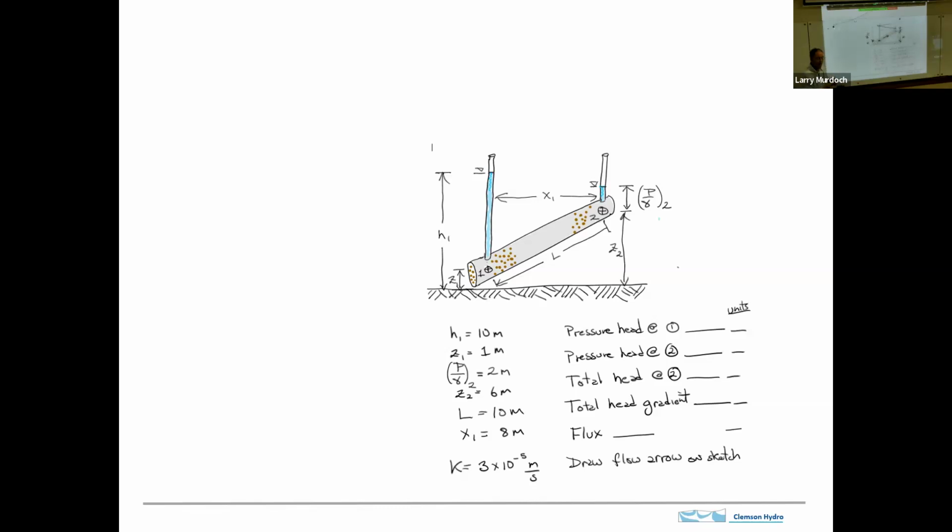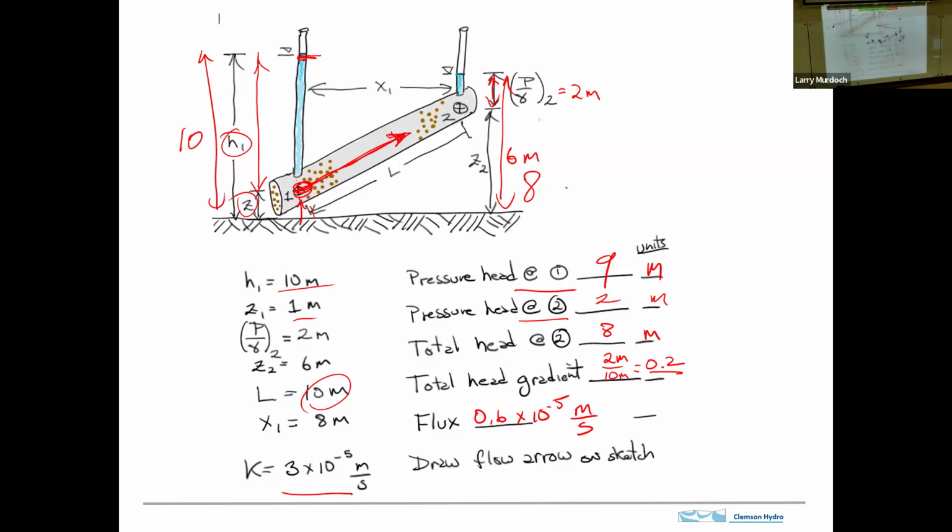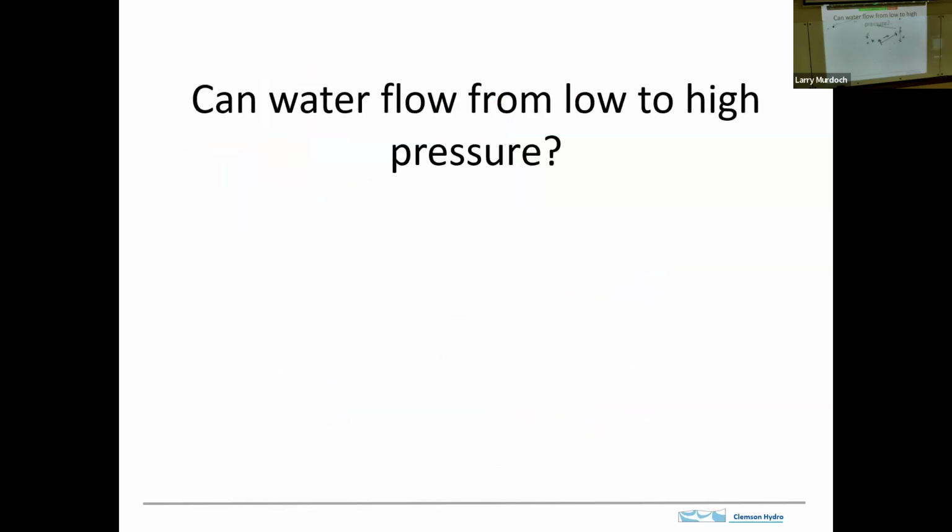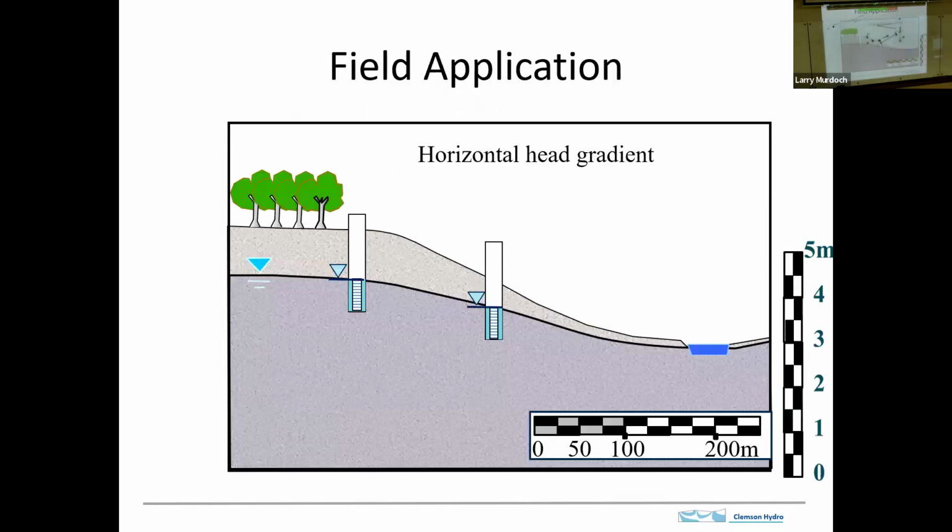When we calculate the flux though, what we need to do is take the head difference between these 2 points and normalize it to the distance between them. So we would use that distance along the flow path to get the hydraulic head gradient. So there's numbers worked out. This is in the notes. You should go and work through it yourself, make sure that everything is good. So can water flow from low to high pressure? Sure. It all depends on the geometry.